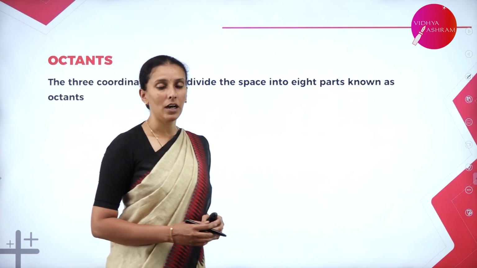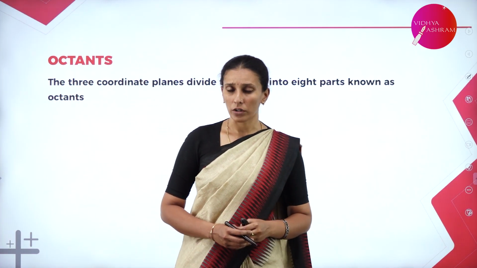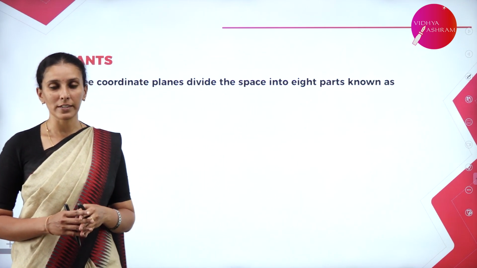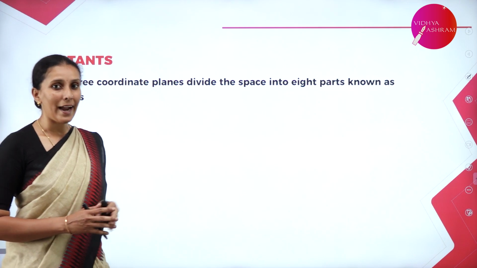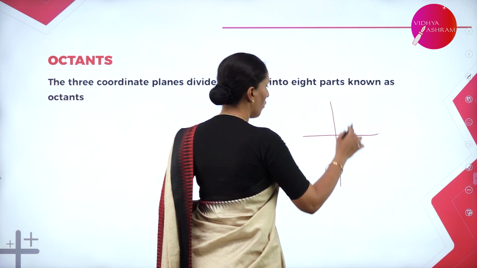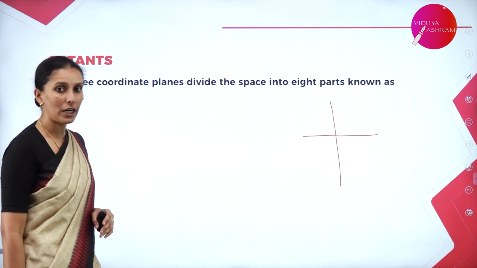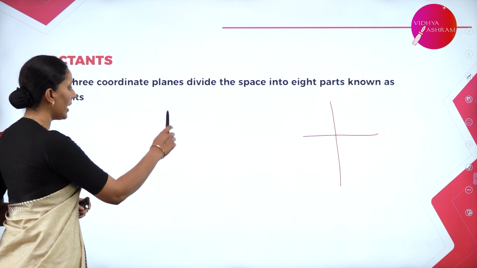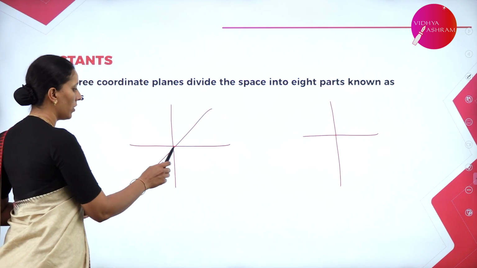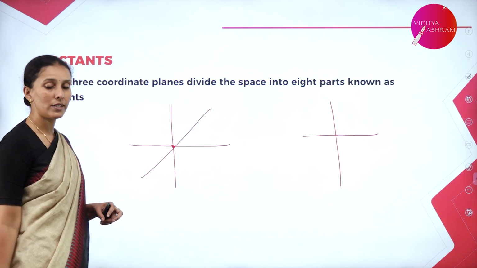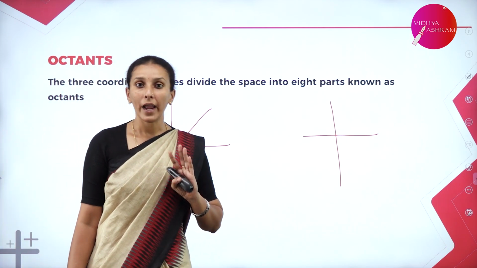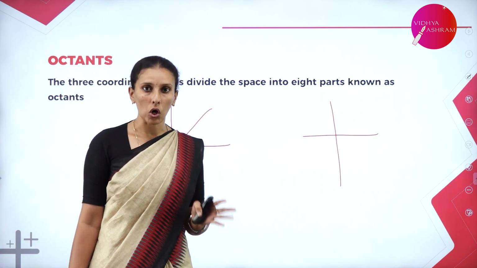Next is the term octants. What do you mean by octants? When two perpendicular axes meet at the origin, the entire plane is divided into quadrants, so four parts. That's why we call it a quadrant. But when three mutually perpendicular planes meet, whose intersection is at the origin, the entire space is divided into eight parts, which are called octants.